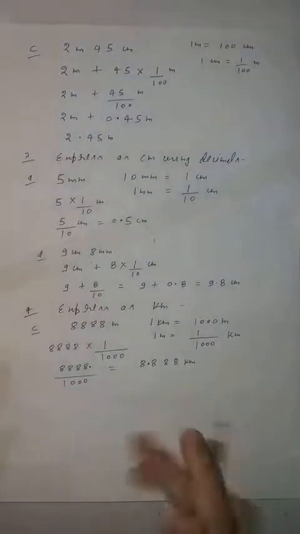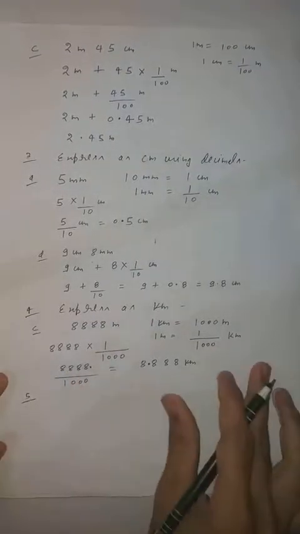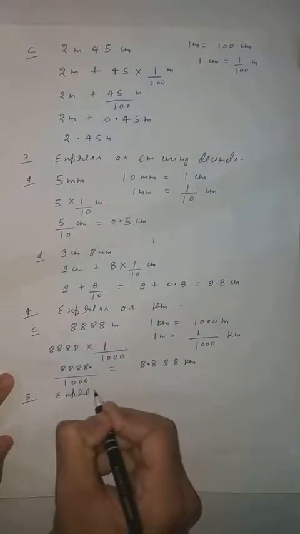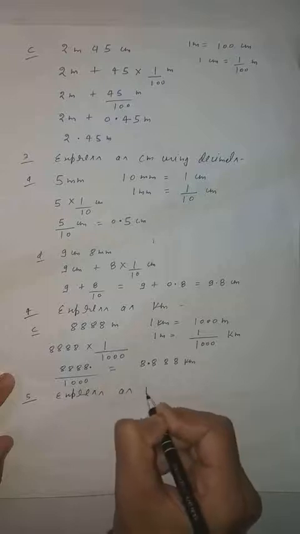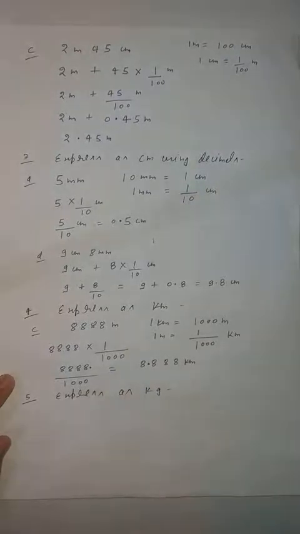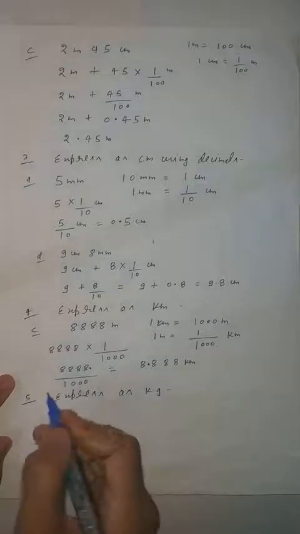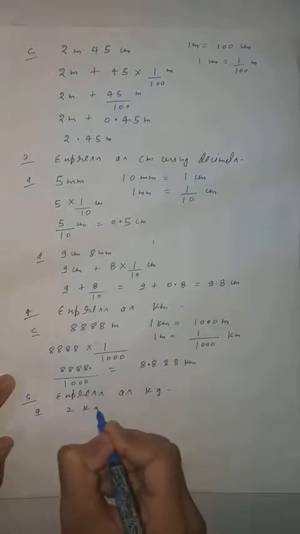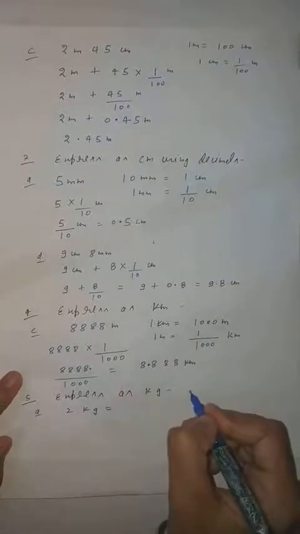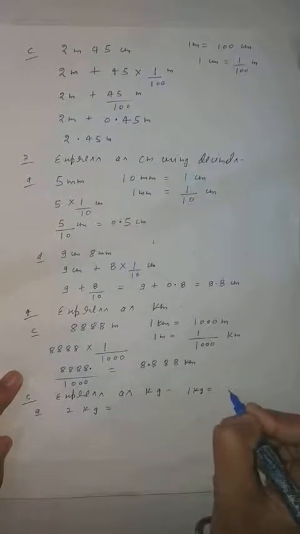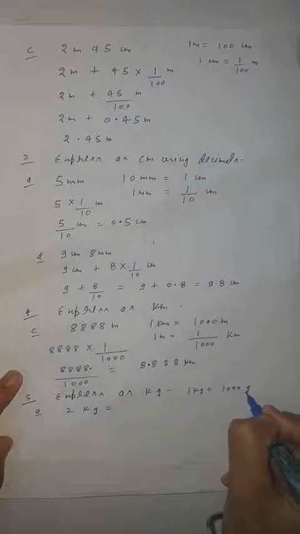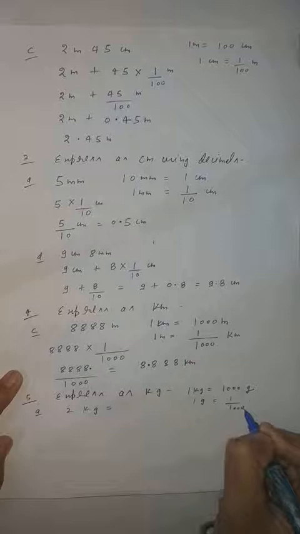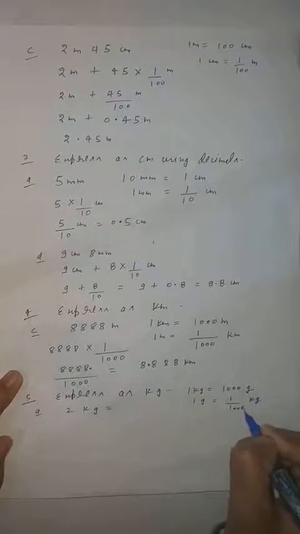Now students, come to the next question. Question number 5. Same pattern. What is given? Express as kilogram. Clear, student? So what is given? Let us take an example. Given like 2 kilogram. Clear? Now you know that first, 1 kilogram equal to what? 1000 gram. So 1 gram equal to what? 1 upon 1000 kilogram. Clear, student?